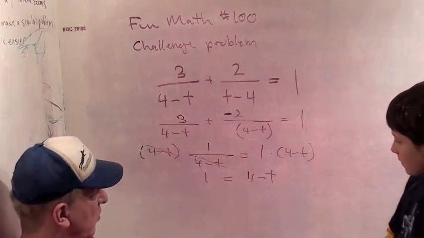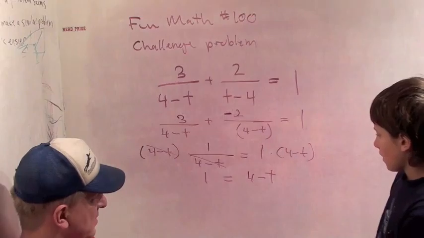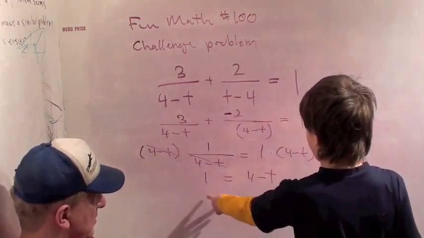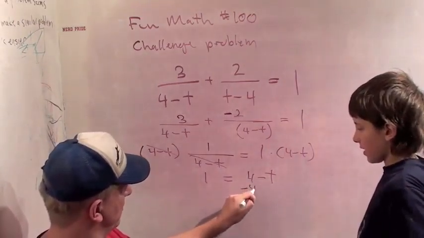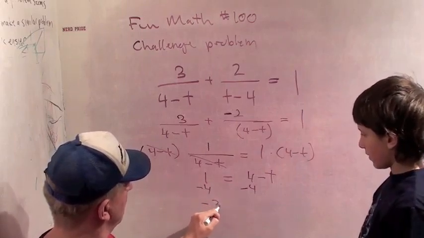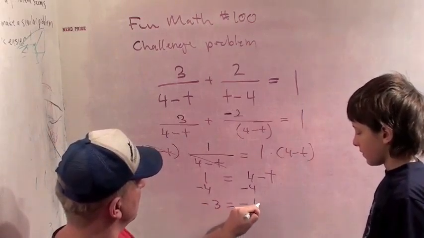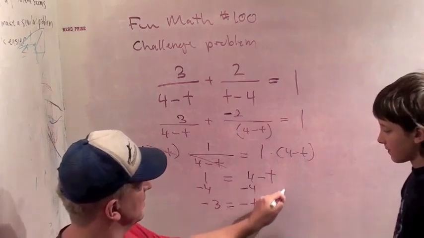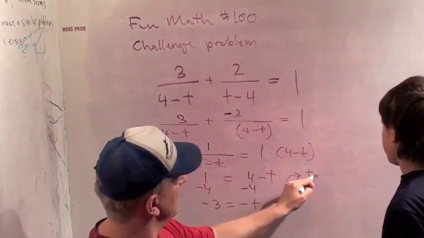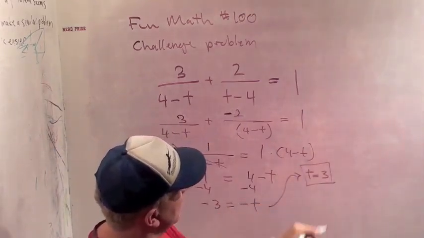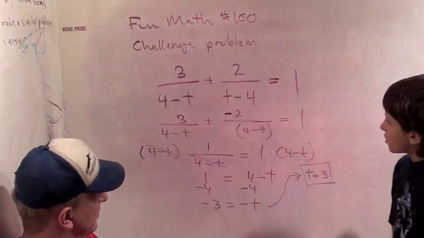Okay. How do I solve 1 equals 4 minus t? You subtract 4 from both sides. You get minus 4. 1 minus 4 equals minus t. Minus 3 equals minus t. So t is 3. So t equals 3. Now, what's the last step we do here? We have to check this.